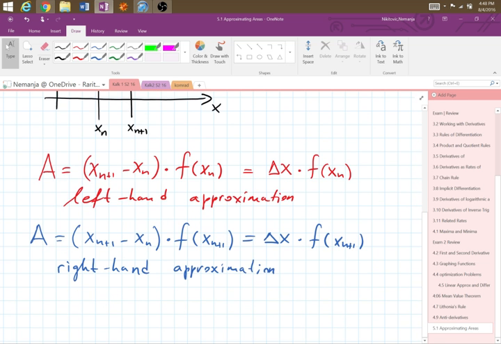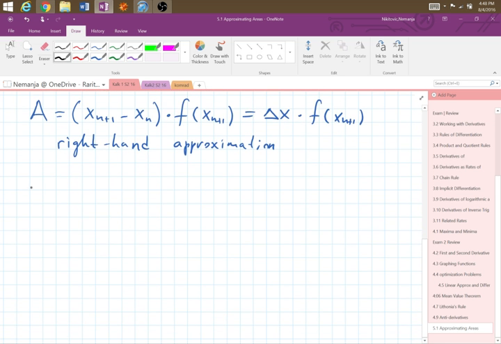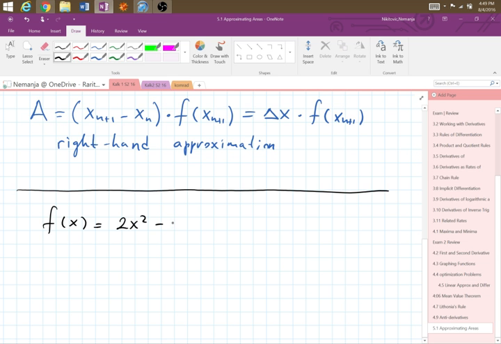So there you have it. That's technically it. That's what we're doing today. We're going to look into these two. So let's take a look at a very simple example. Say f of x is given as 2x squared minus, I don't know, 4. And we want to look at this on the interval from 2 to 5.